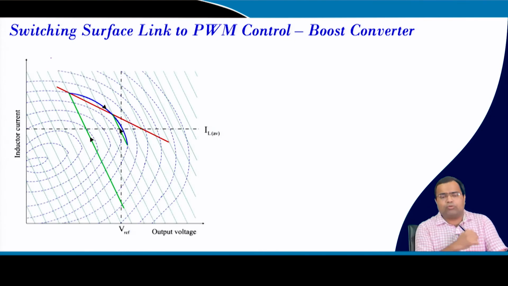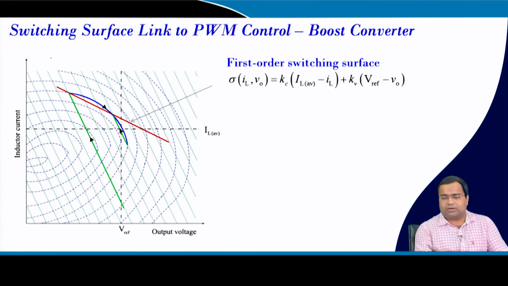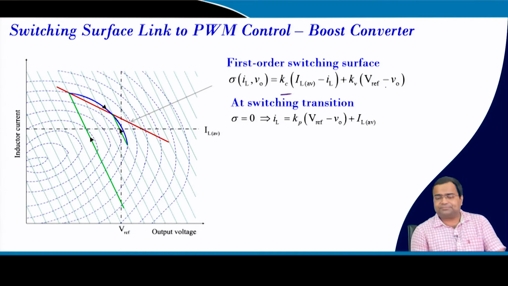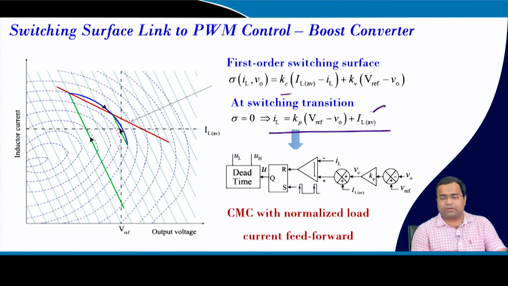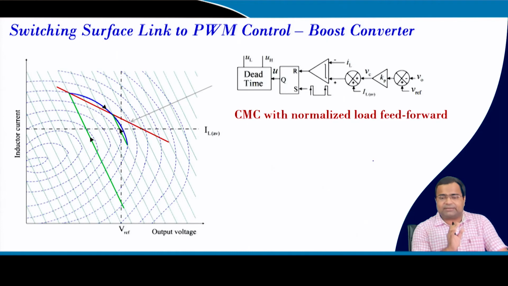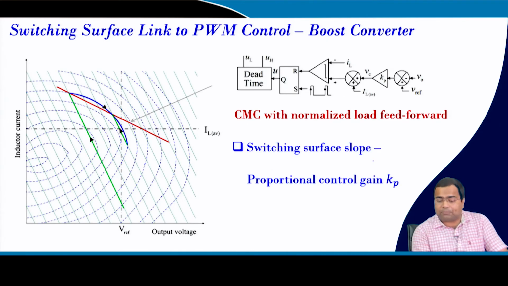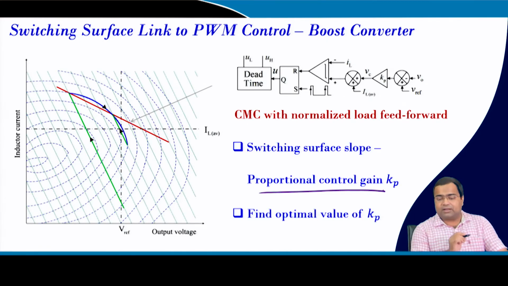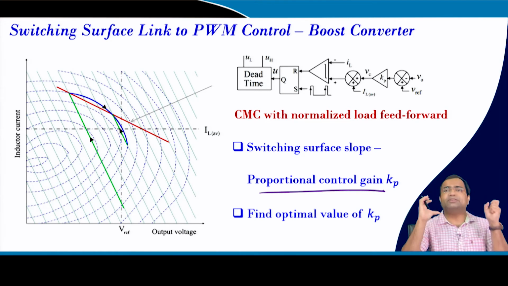Okay. So, but how to link this switching surface with the controller? We said that this is Kc into Kv, and if you separate it out, it will be proportional control with load current feed forward. So, it turns out to be a current mode control with load current feed forward, where you need to set the proportional gain correctly. So, the objective here is to find the optimal gain of the proportional controller to achieve time optimal recovery.